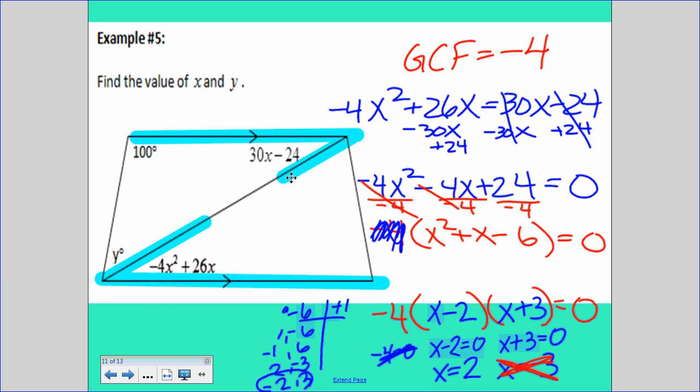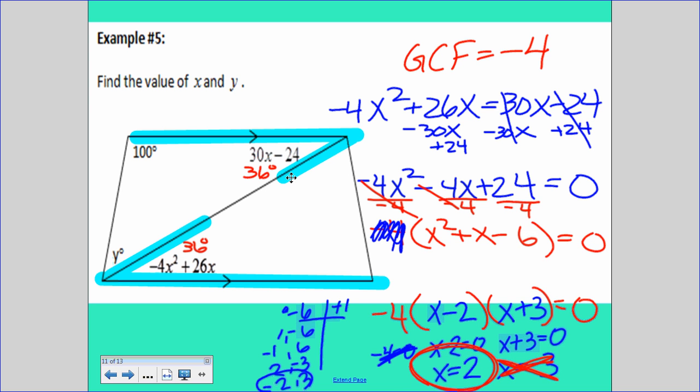All right. Now, if I plug 2 in, 2 works. We get 60 minus 24, so that's 36 degrees. And if I plug 2 in down here, I get negative 16 plus 52, which is also 36 degrees. All right, so there's my guy. So now I know X. Now I know X, yep.